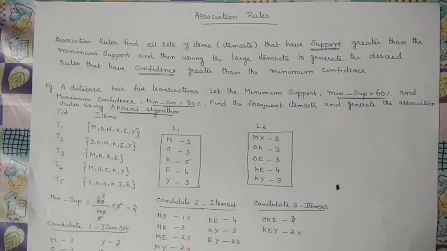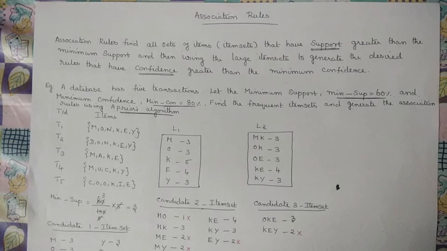So we are going to see about association rules now. As we know, association rule learning is a rule-based machine learning method. When we go for association rules, we will find all sets of items that have support greater than the minimum support, and then use the large item sets to generate the desired rules that have confidence greater than the minimum confidence. We call a particular rule a valid association rule whenever it satisfies the minimum support as well as the minimum confidence.